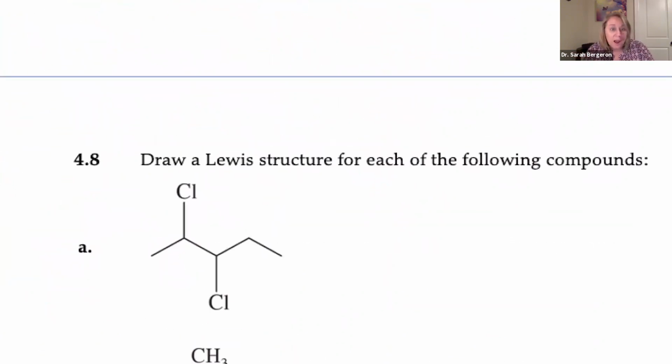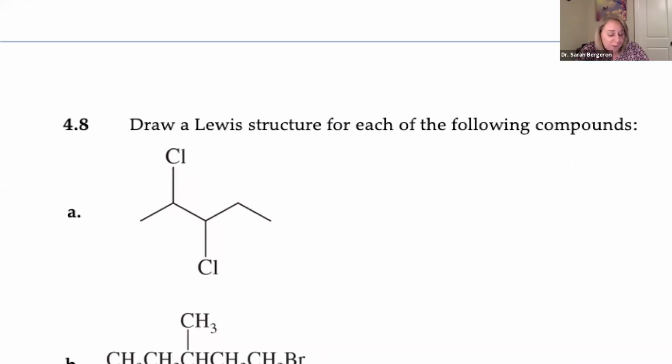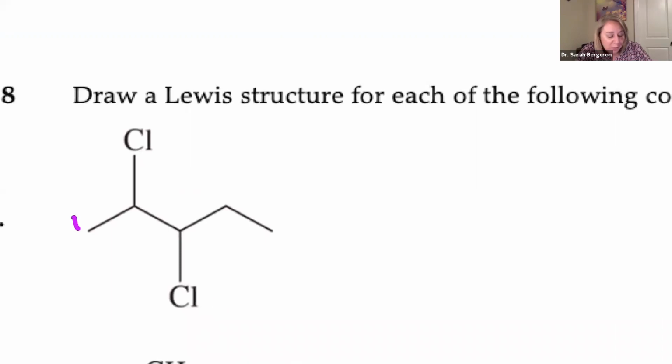Okay, let's see. Now we got to go back. We're going to draw a Lewis structure for each of the following compounds. So we got to go backwards. Now we're going from skeletal to Lewis. What I like to do, again, is number my carbons. 1, 2, 3, 4, 5. So I know I have to be careful. I have a chlorine on carbon 2, and I have a chlorine on carbon 3. So I need to make sure that when I draw my Lewis structure, I'm getting that.